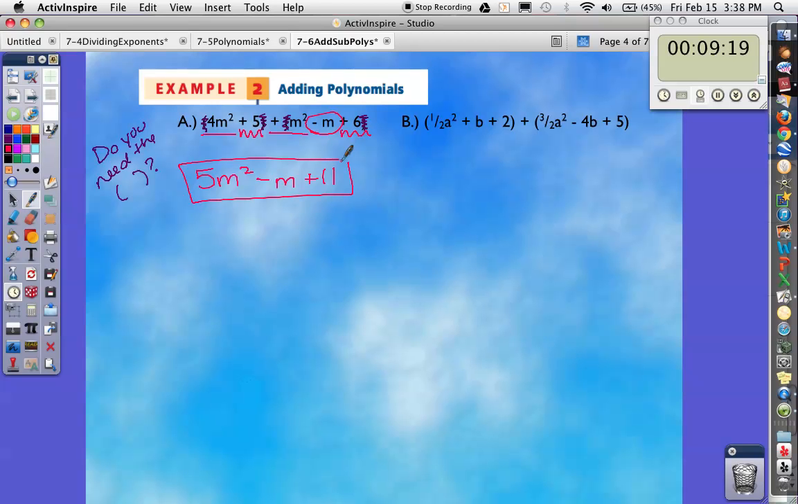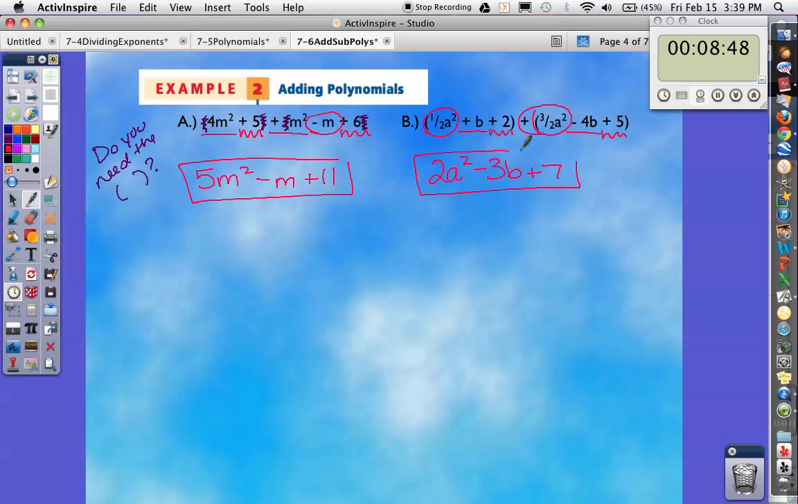Again, parentheses don't matter for addition, so just look for those terms that have the same variables and the same exponents. Make sure you keep the sign that's in front of it. So here I have a 1/2 a squared and a 3/2 a squared. 1/2 and 3/2, guys, gives you 4/2, which is 2a squared. I have a positive b and a minus 4b, so I get a negative 3b. And the last one, I have a positive 2 and a positive 5, which gives me a plus 7.